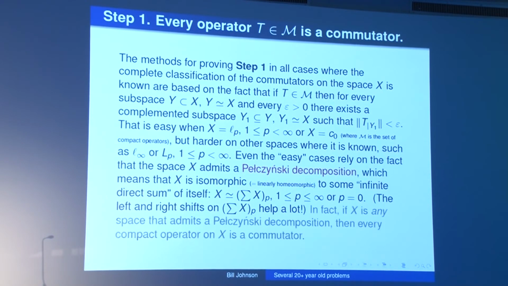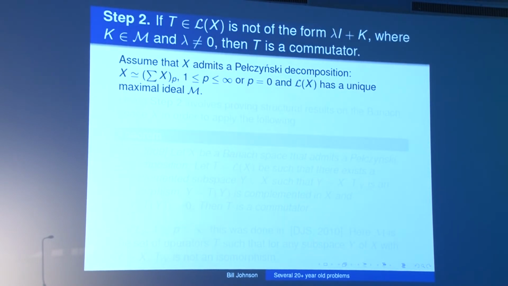So what is really true, and not too hard to prove, is that if X is any Banach space that has a Pelczynski decomposition, then every compact operator is a commutator. So let's assume that the space has a Pelczynski decomposition and a unique maximal ideal.